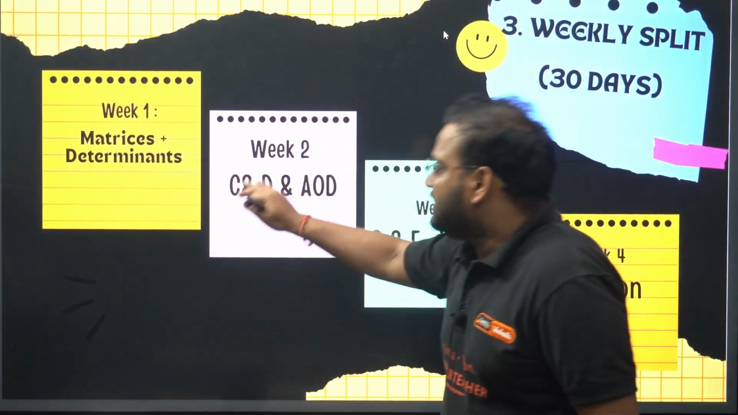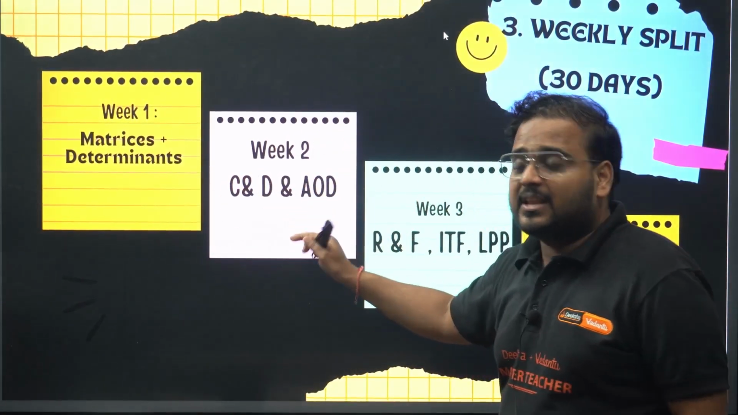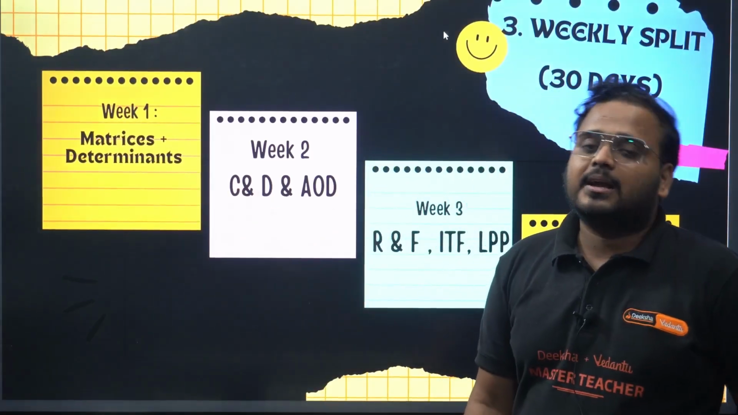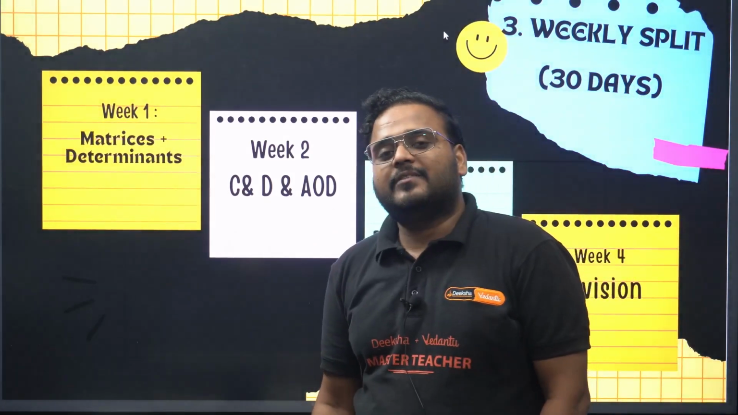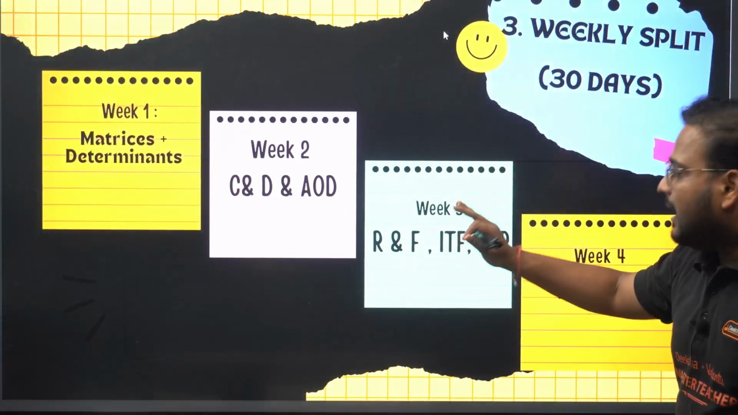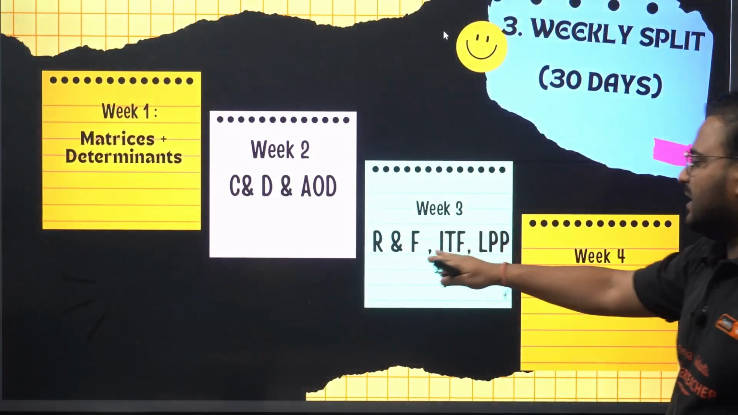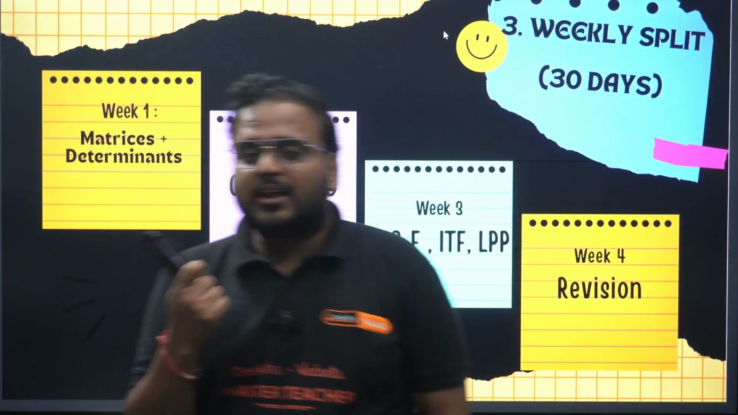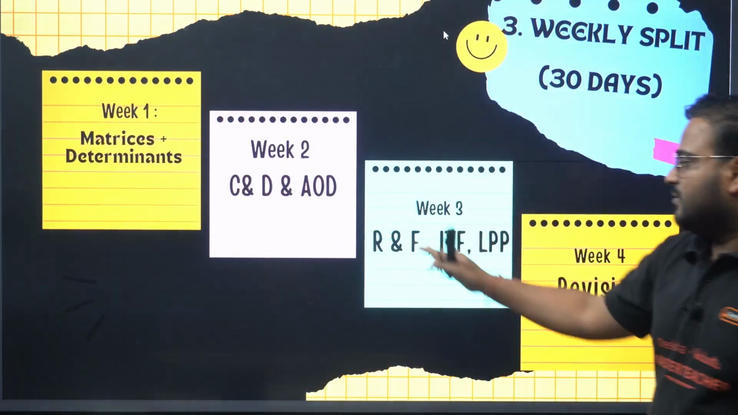Week 2, CND and AOD, revision as well. Whatever you have learnt over here, you have to keep revising. So week 2 is continuity and differentiability alongside application of derivatives. Week 3 is relation and function, ITF, LPP. They are small chapters. You can complete them in 1 week. Okay, can you agree with me, 1 week is enough to complete these 3 chapters.